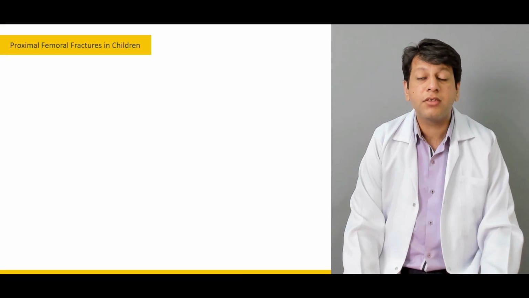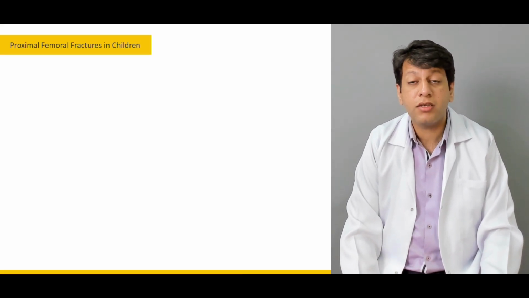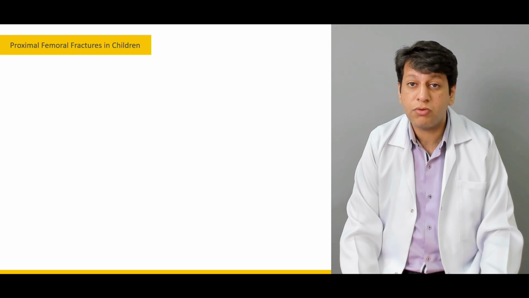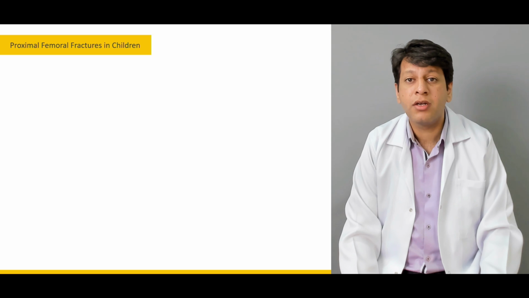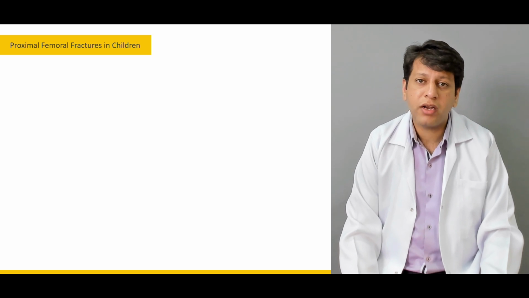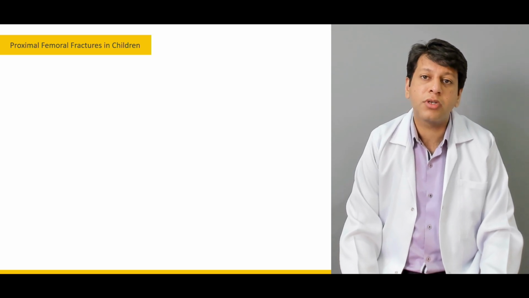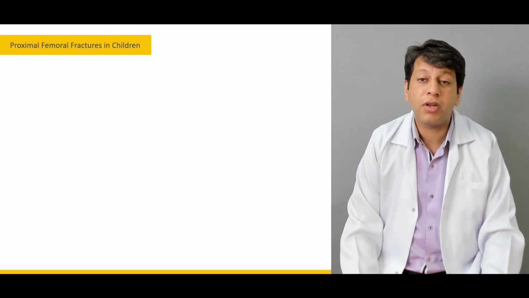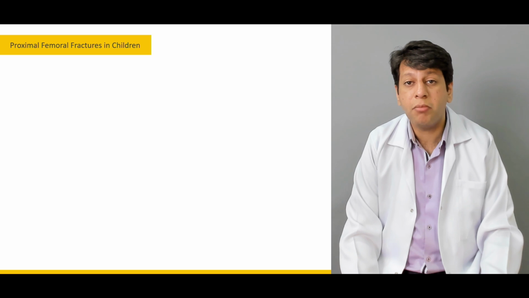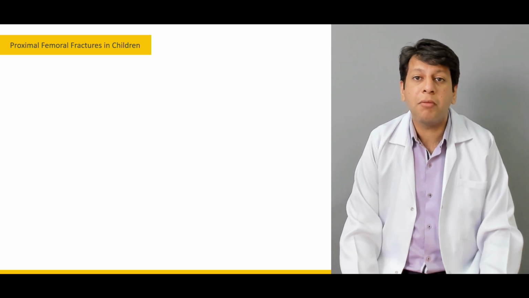Proximal femoral fractures in children. The neck of femur is highly susceptible to avascular necrosis, and there is actually a different classification as compared to adults. In children, we use more of the anatomical classification than the Garden and Powell classification. The classification was given by Delbet. That is why it is called the Delbet classification.